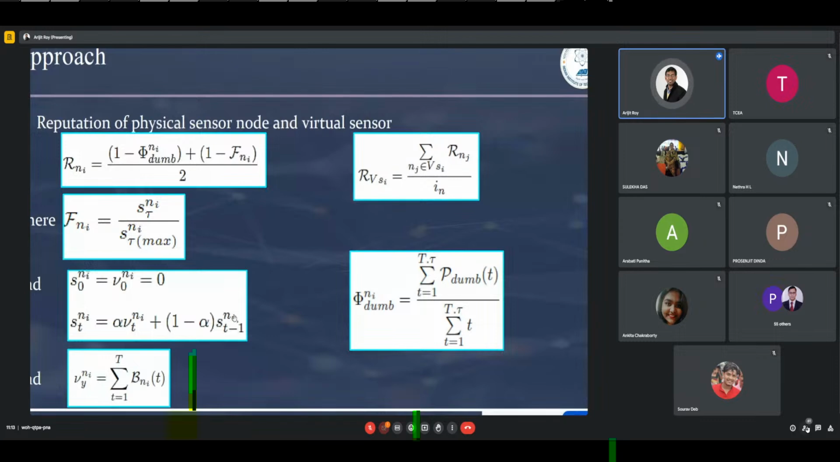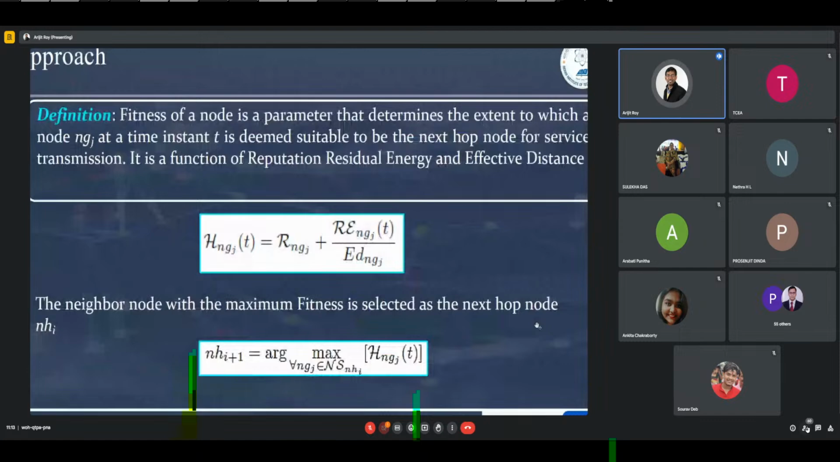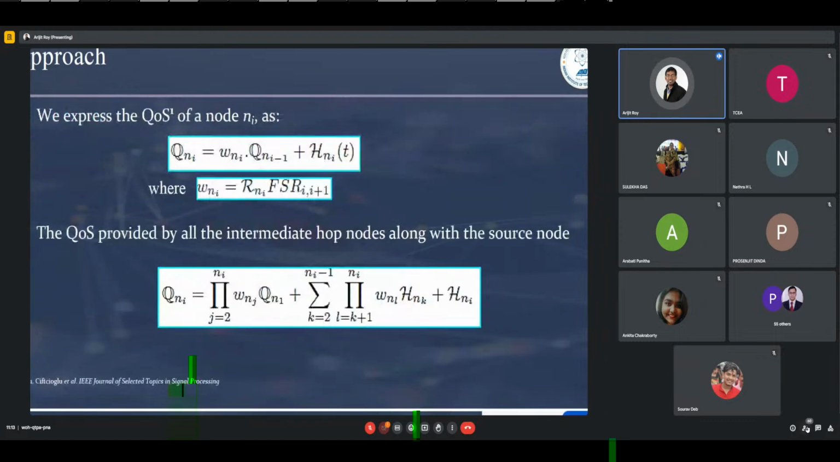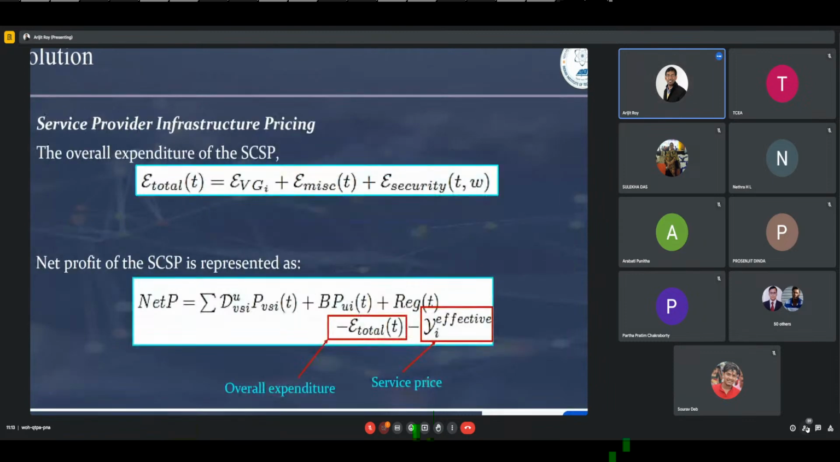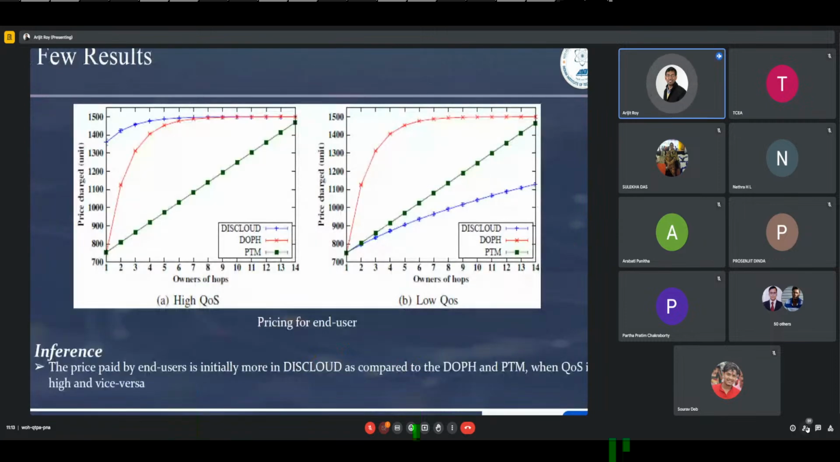Then here we have used some exponential moving average, and finally we use the reputation, and further we calculate the fitness of the neighbor node to whom I can transfer the data. We define the quality of service of the intermediate node and the starting node, that is the source node and destination node, and we finally find out the overall amount that we are getting.